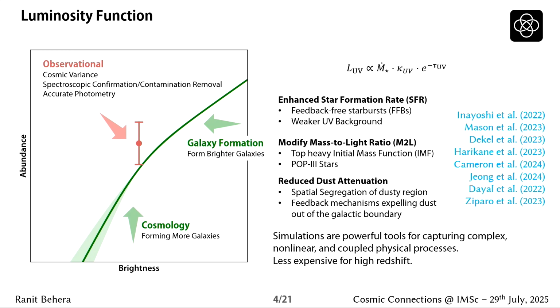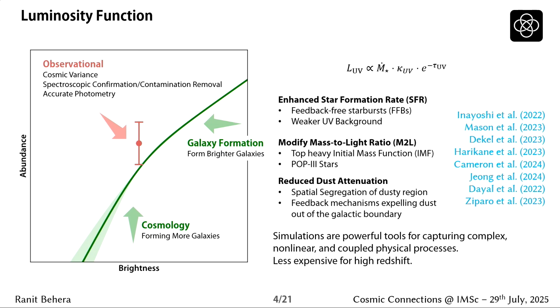But these simulations are very expensive. If you run it to redshift 0, it takes about 6 months or so. But we have an advantage because we are analyzing our data at high redshift. We only need to simulate for 1 billion years compared to 13 billion years. So that is 10 times less time.